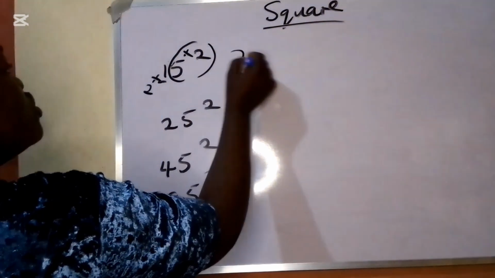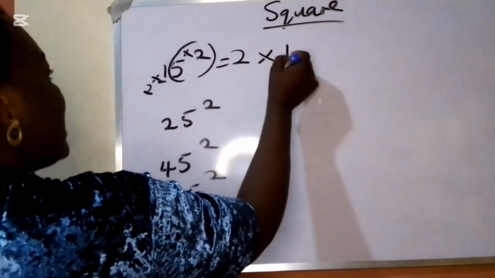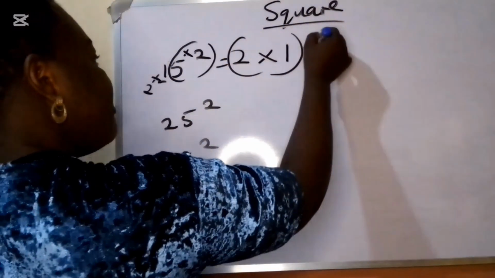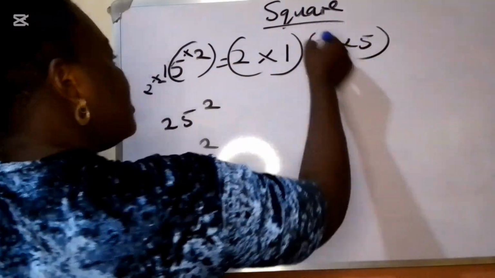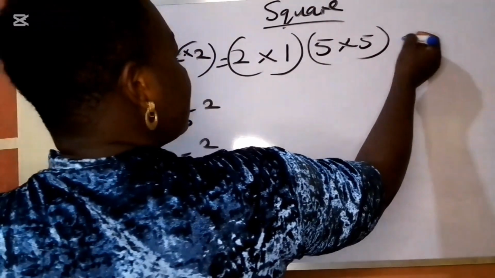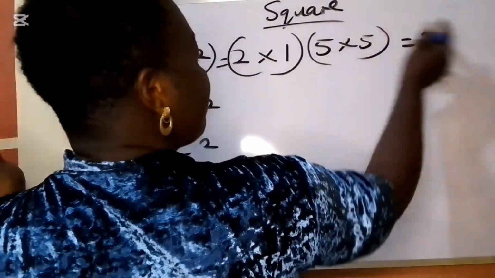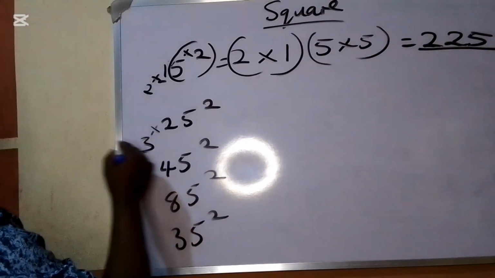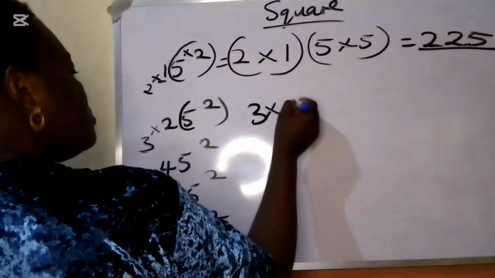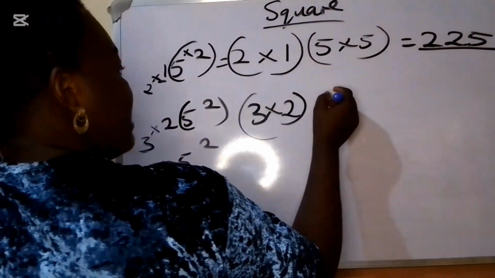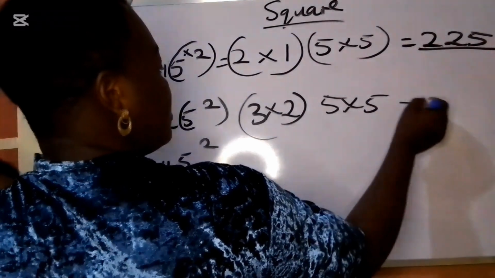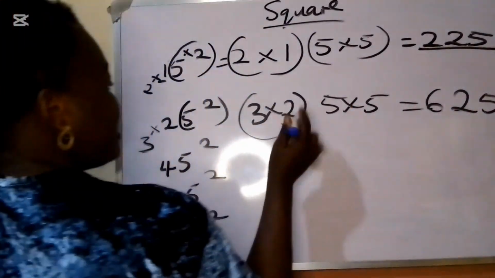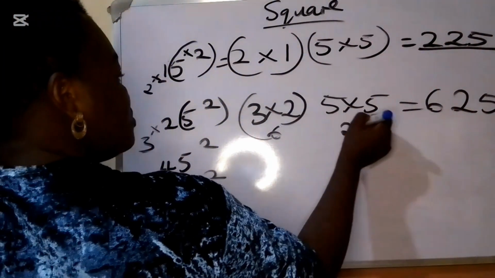That is 2 times 1 and 5 times 5. 2 times 1, that is 2, and 5 times 5, 25. Then 3 times 2 and 5 times 5, which will give you 6, 25. 3 times 2 is 6, 5 times 5 is 25.